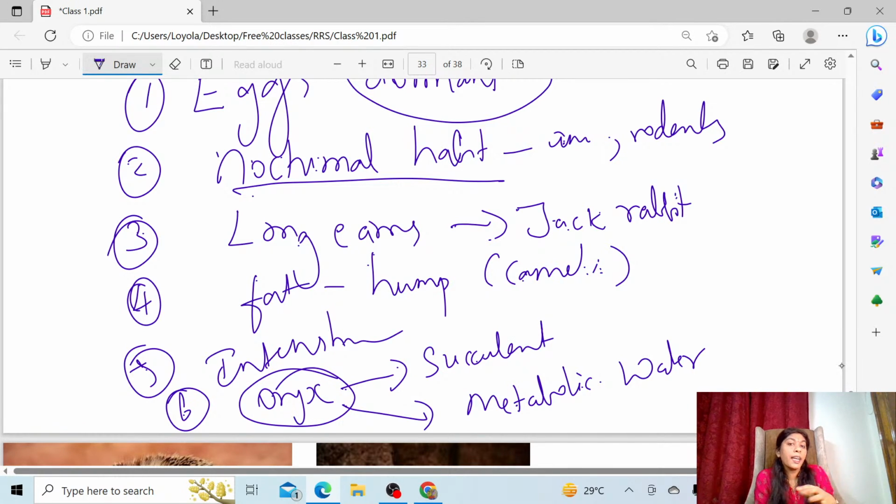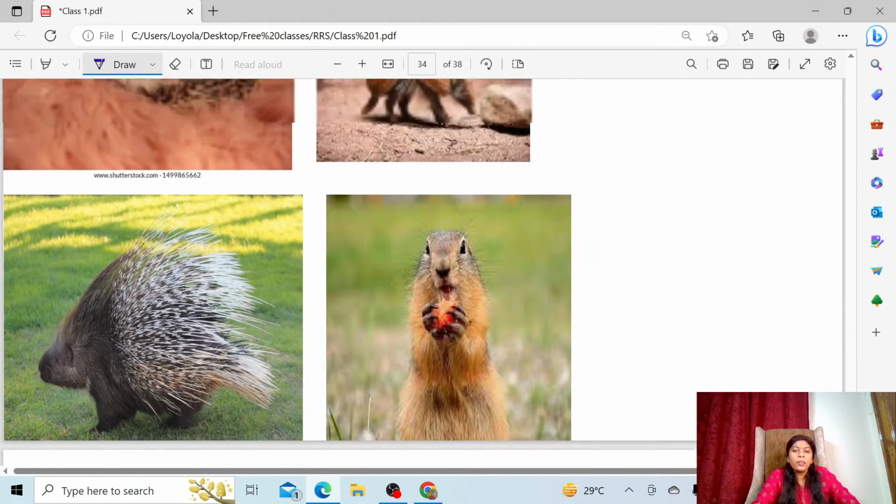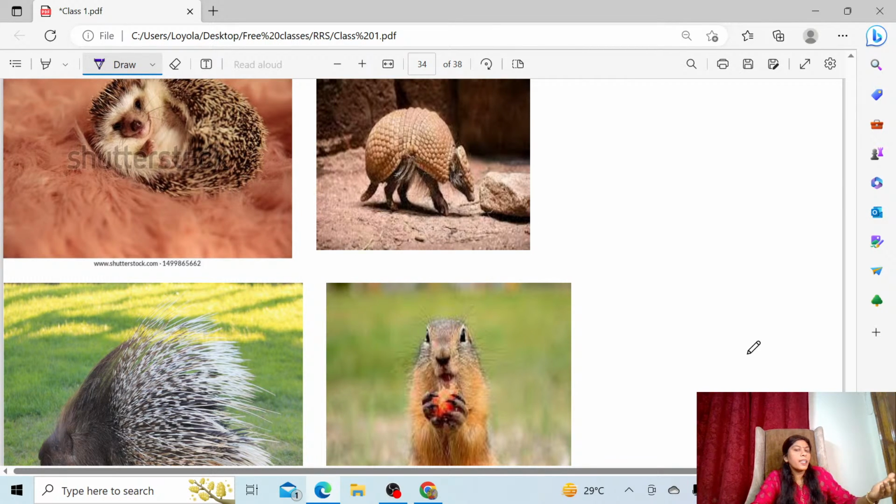So far, they have not asked about adaptation mechanisms in desert animals. If a question comes next time, definitely it would be from this section. We are expecting it that way. Okay. Other than this, some animals, whether they are living on land or in the desert, it doesn't matter. But there are common adaptation mechanisms which are seen in animals. So what are those adaptation mechanisms which are seen in animals?